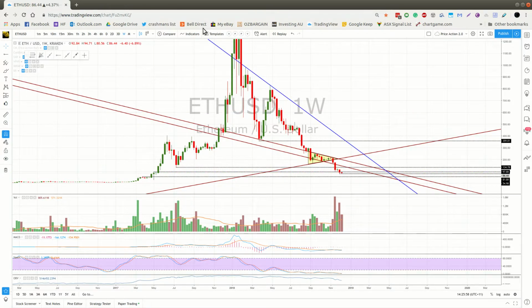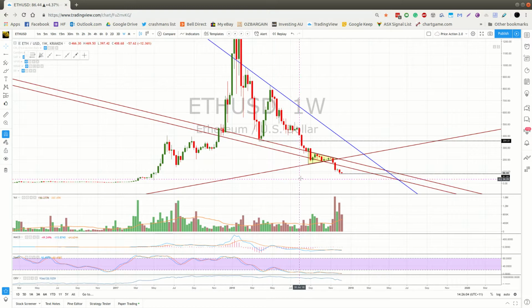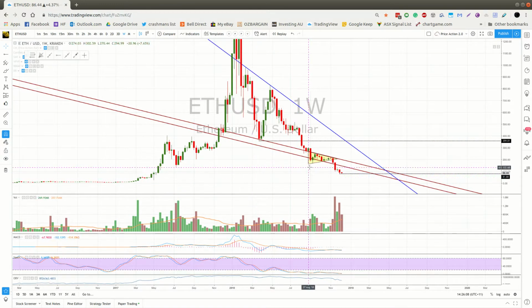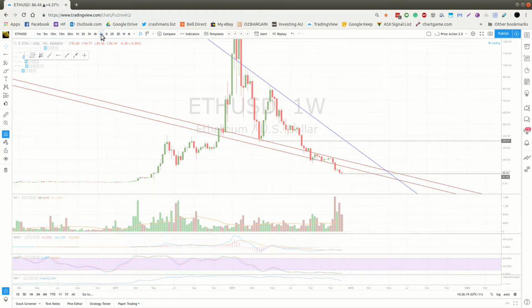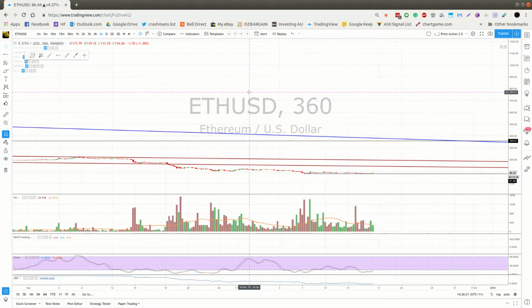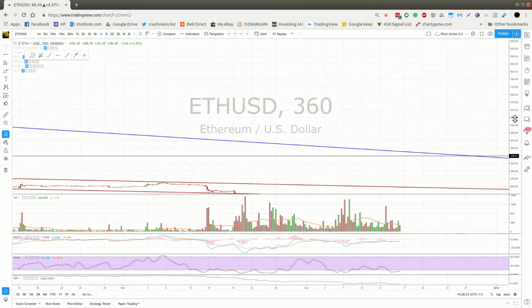Okay, so I'll just clean the chart up a little bit for you. This trend line isn't even required anymore. This triangle pattern is not even useful to us anymore at this stage. I'll go down one time frame. Let's look at the 6 hour and see if we can identify anything.